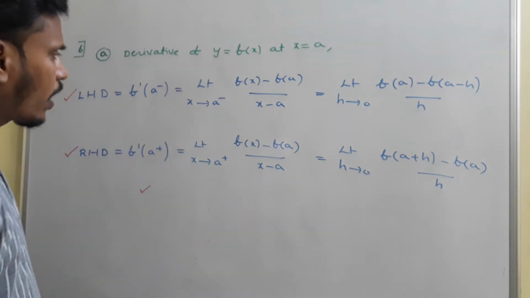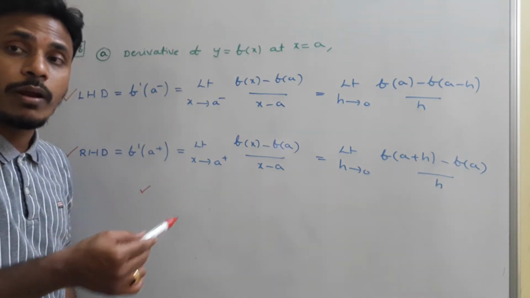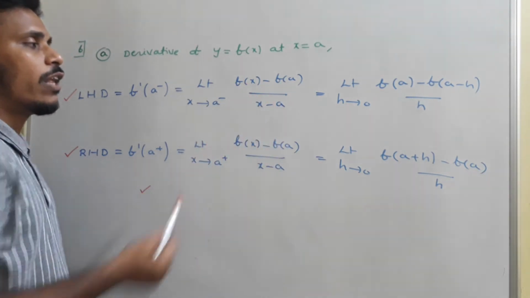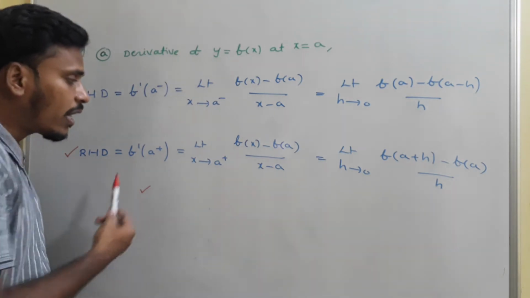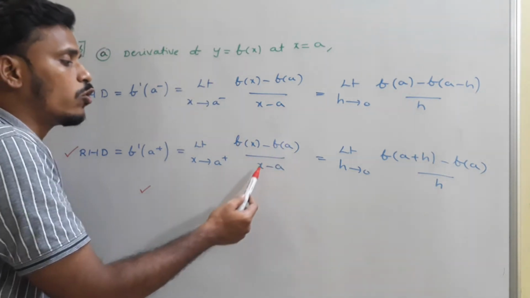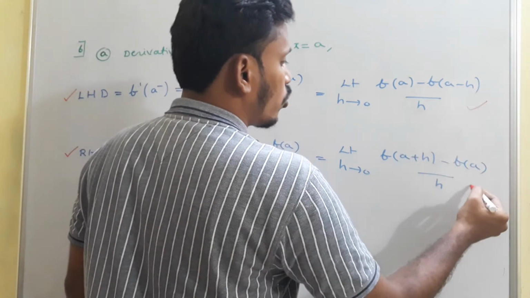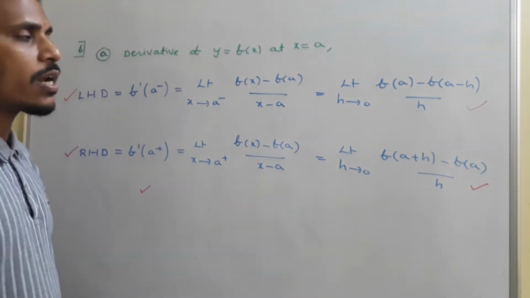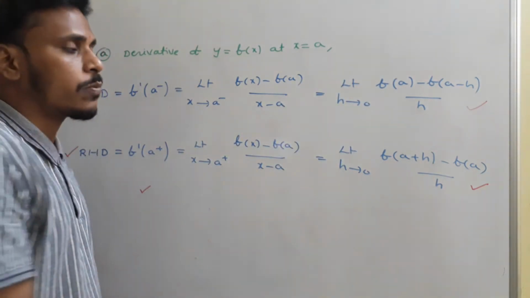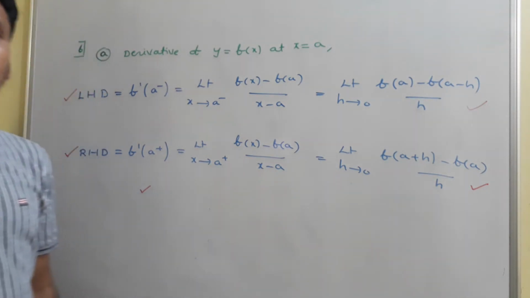Left hand derivative is denoted by f dash of a minus and right hand derivative is denoted by f dash of a plus. For f dash of a minus, x is approaching a from the left side: difference of functional values divided by difference of x values. Right hand derivative means x approaches a from the right side. It can also be written using a very small positive quantity h: limit h tends to 0 of f of a minus h by h, and in the second case limit h tends to 0 of f of a plus h minus f of a by h.